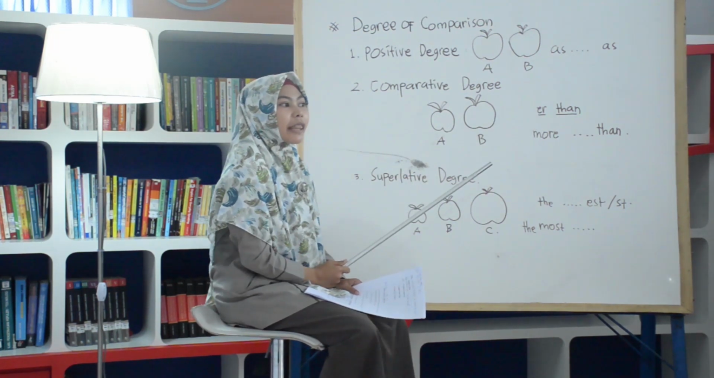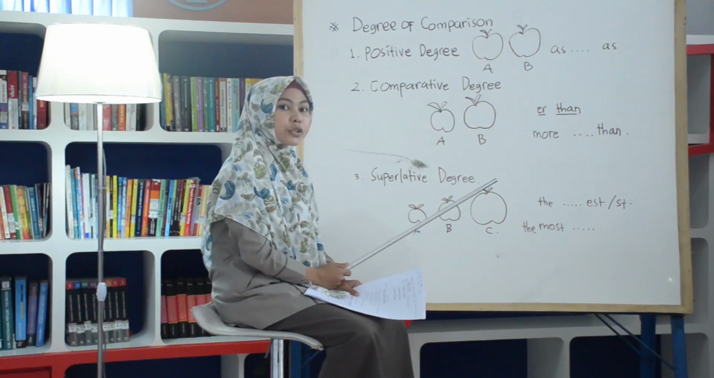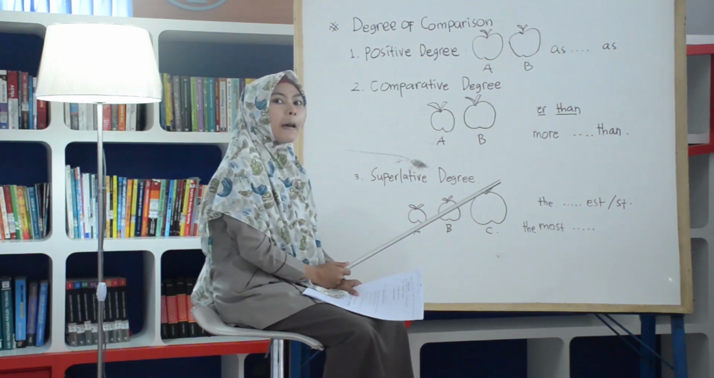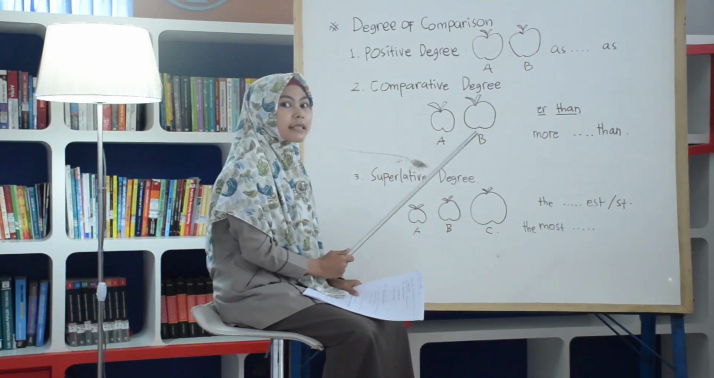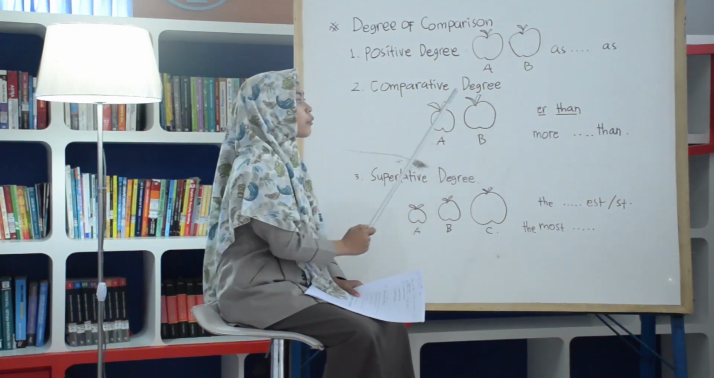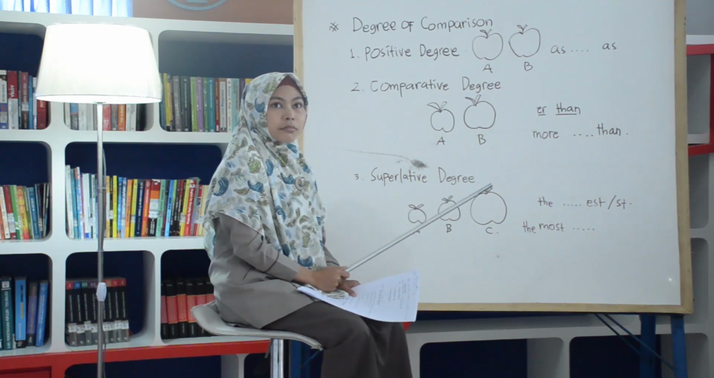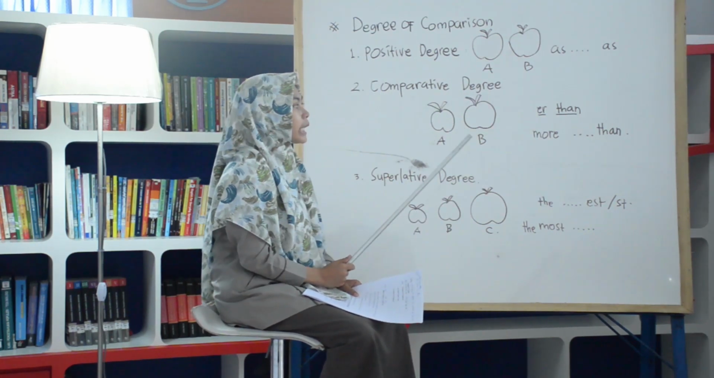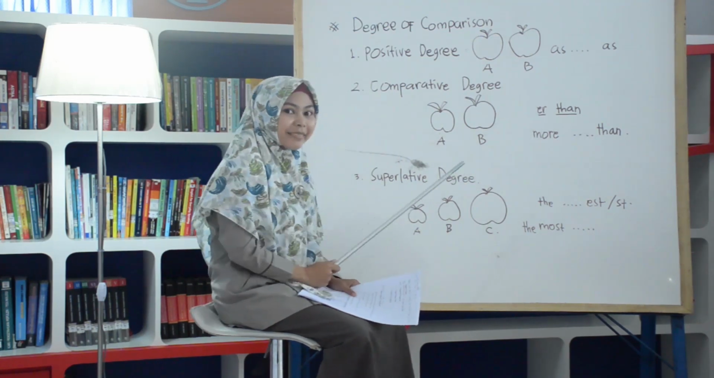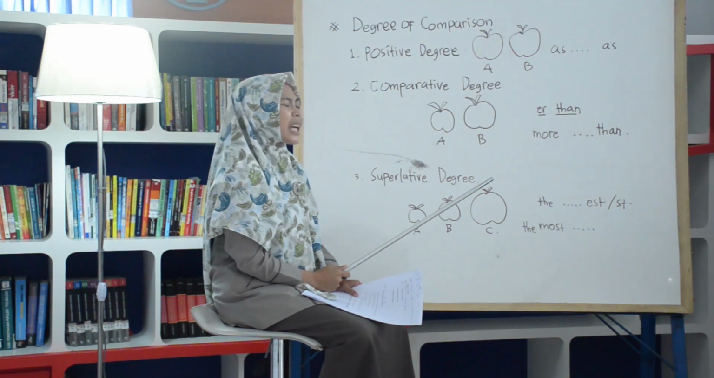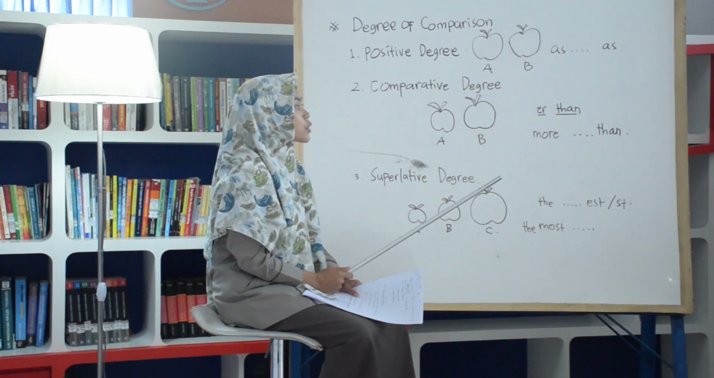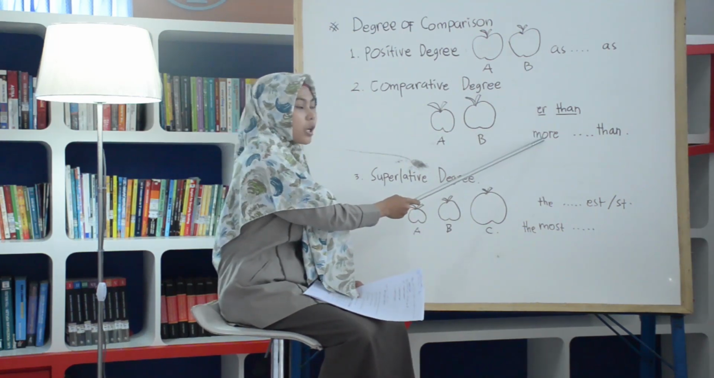But if the adjective is two syllables, for example, like beautiful or handsome, you have to use more. For example, Yusuf is more handsome than Ahmad. So in the adjective that has two syllables, you have to add more.